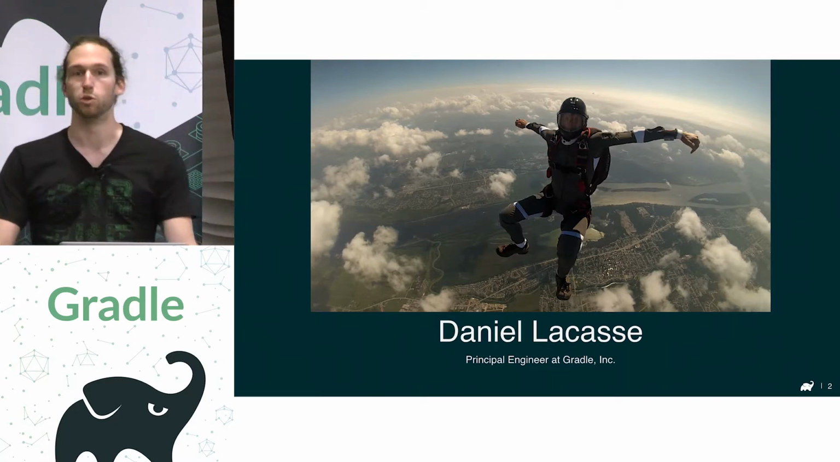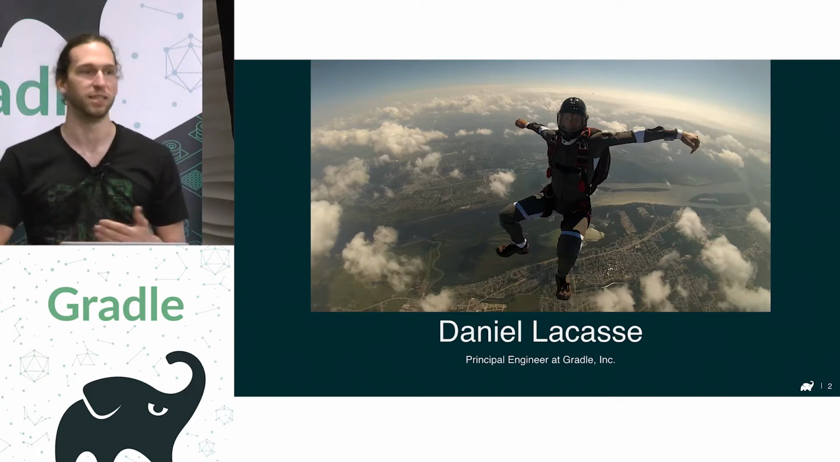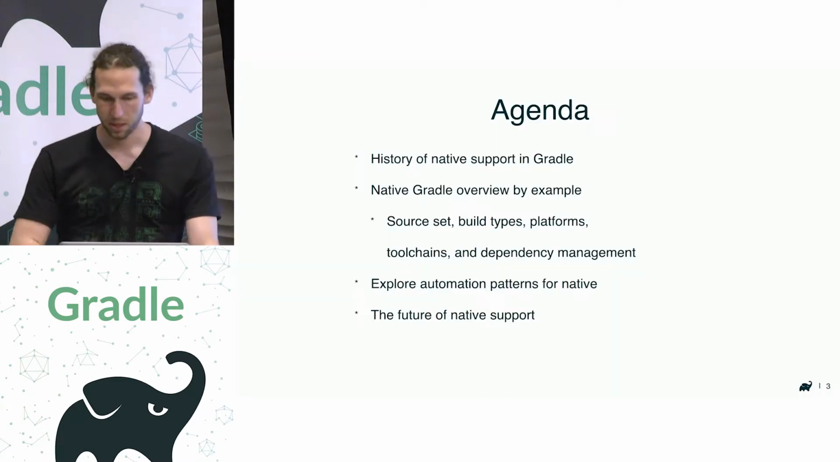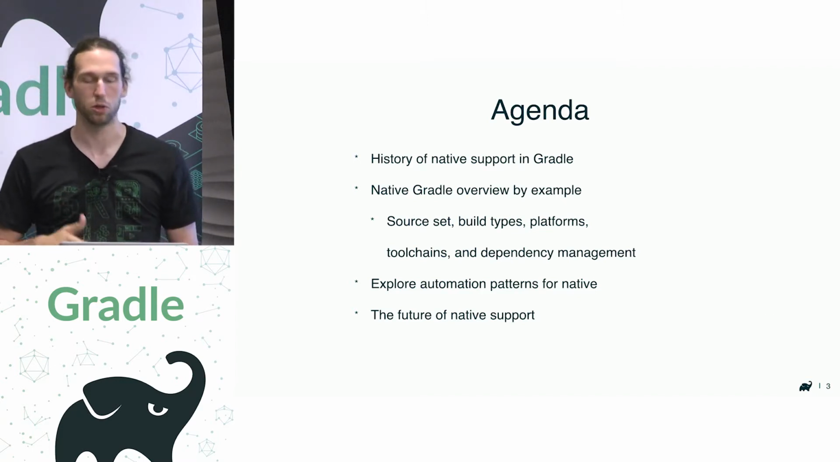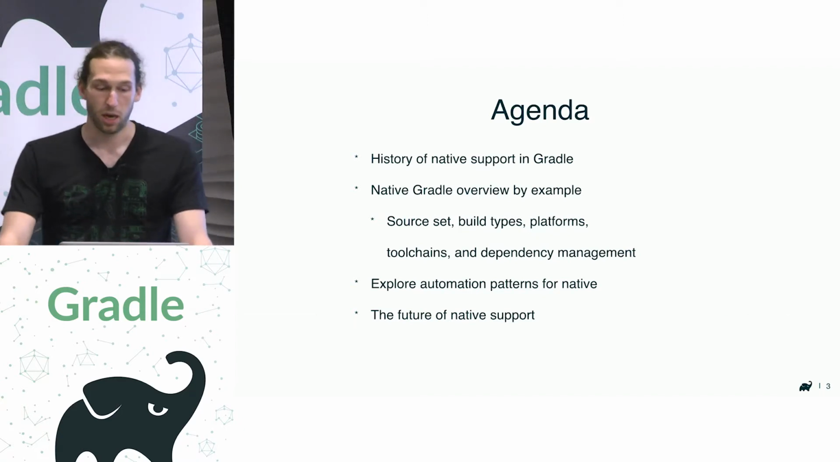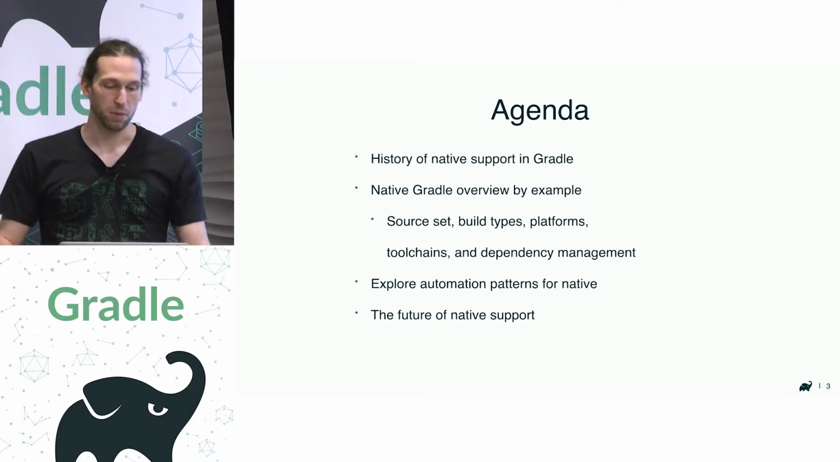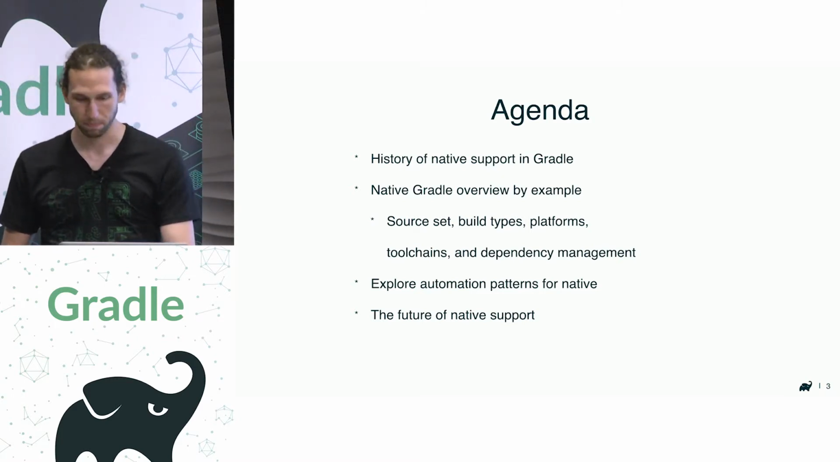If there's anything you don't understand during the talk, please raise your hand. We'll address questions as we go, simply because we'll be building up on examples, and obviously, if you don't understand the first part, it will be hard to understand the second part. The agenda today will be broken into 4 parts. First, an overview of the history of native development in Gradle. Then we'll walk through some examples in Gradle for native development. We're going to explore 2 automation patterns in native, and then finally we'll look at the future of this native support.